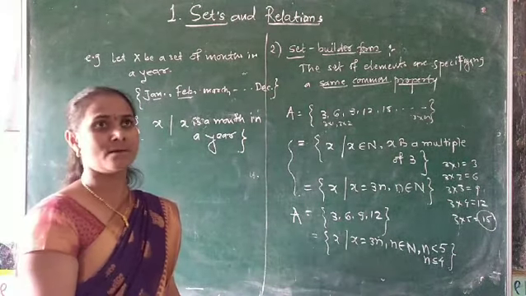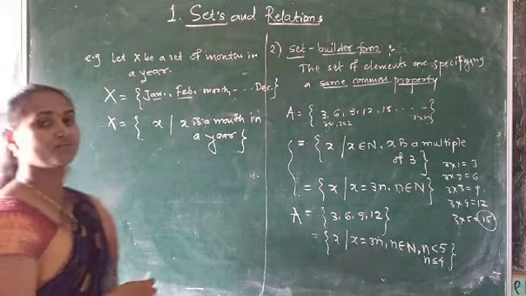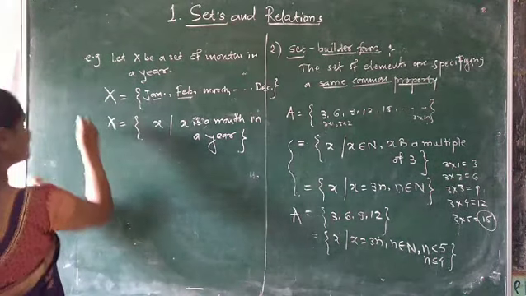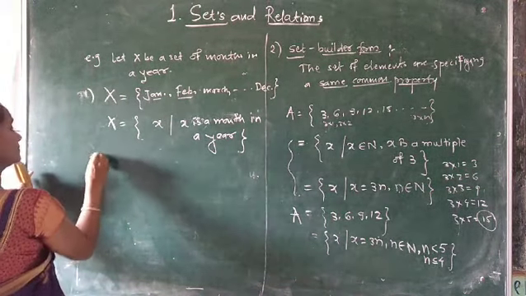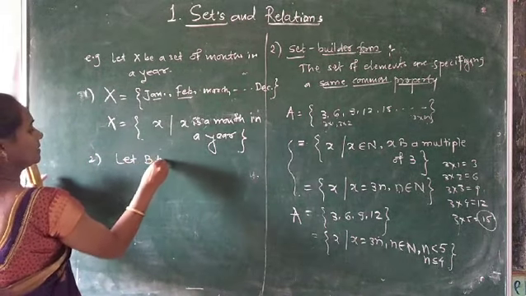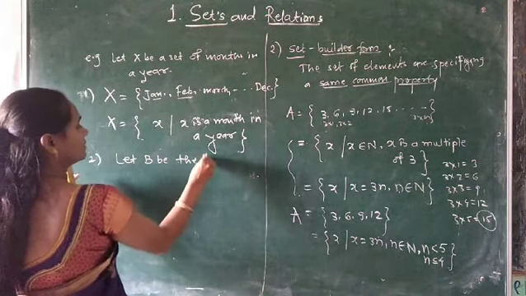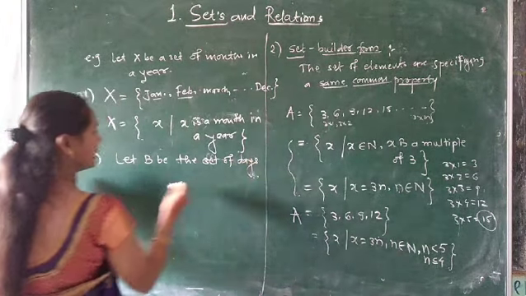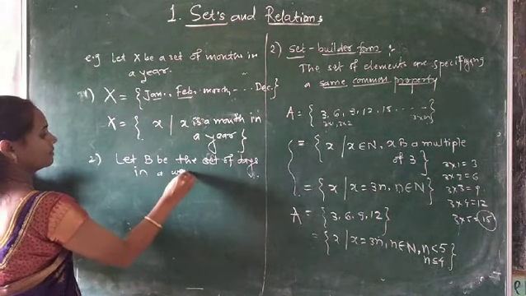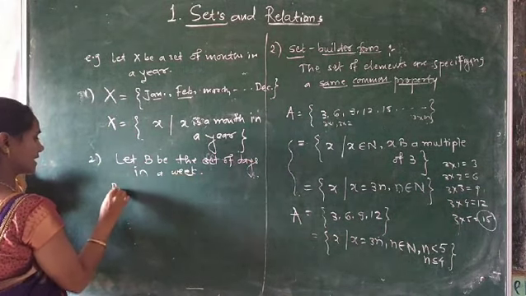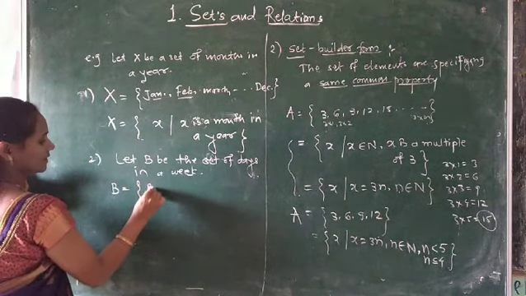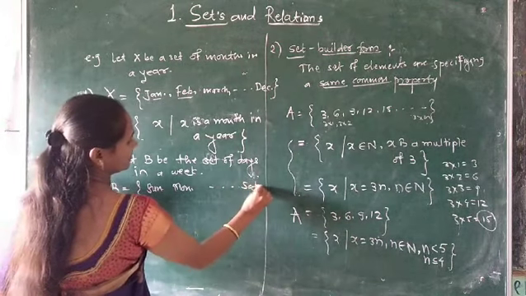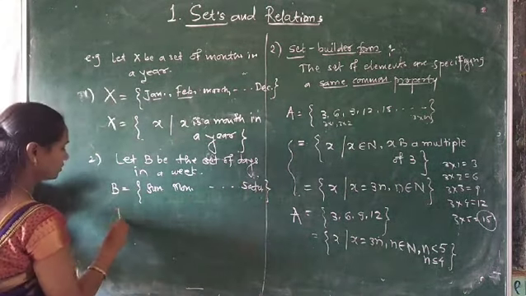Simply you can take any example like B be the set of days in a week. Let B be the set of days in a week. That means first write in roster form. So Sunday, Monday up to Saturday. Again we have to write in the set builder form.